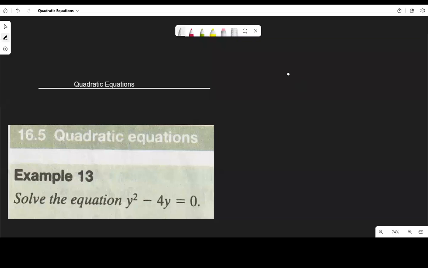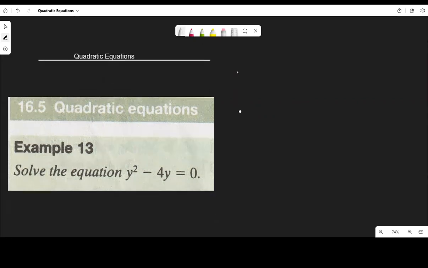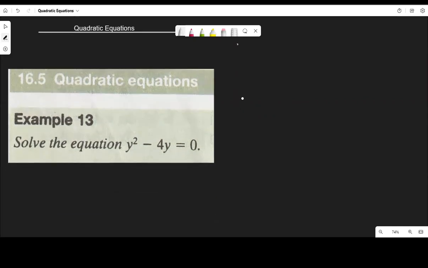In this lesson, we'll be looking at quadratic equations as a continuation of our WAEC revision. And as usual, I'm using the New General Mathematics for SS3. All my questions are taken from there. The first one says, solve the equation y squared minus 4y equals 0.